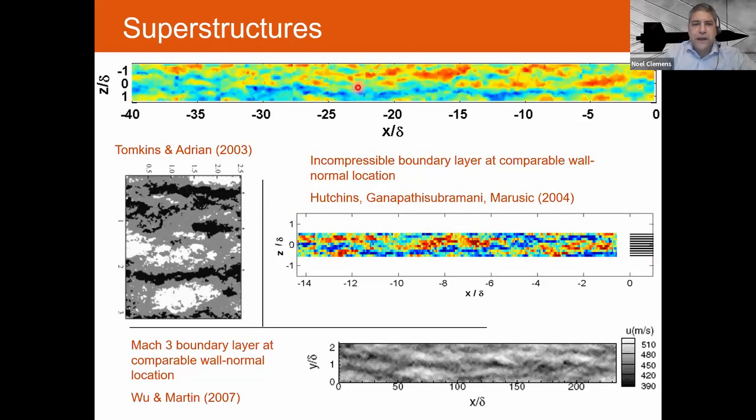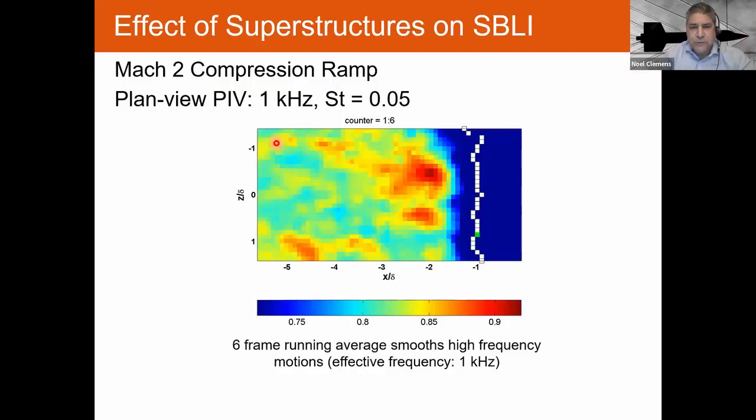Okay, and this compares our measurement to what they had done at Minnesota with a hot wire rake, showing the similarities. These structures are definitely part of boundary layers, although whether or not they're important for understanding the separated flow unsteadiness is a separate issue.